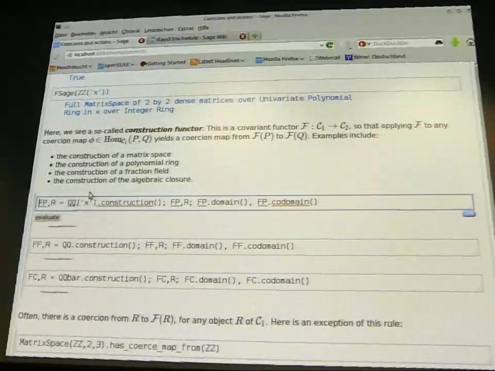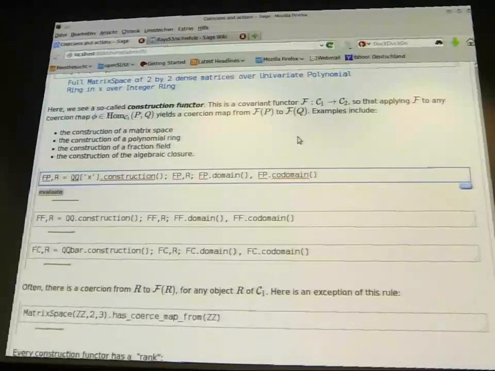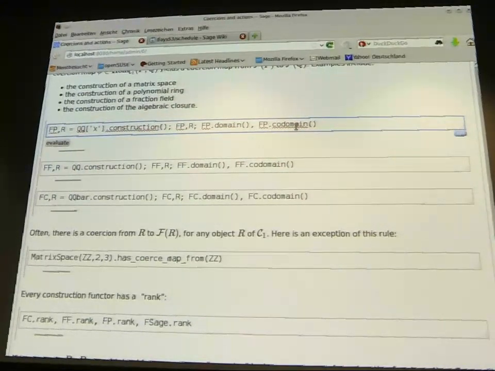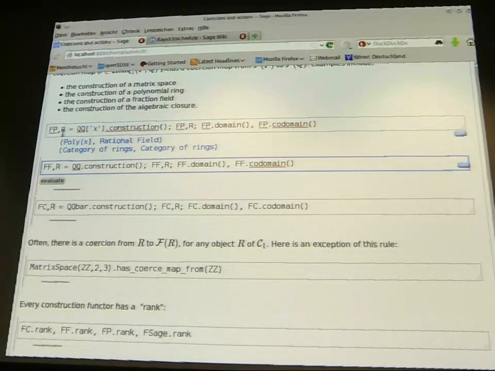And there must be some condition related with the coercion. Namely, if you take any coercion from P to Q and apply the functor, then you should again obtain a coercion from F of P to F of Q. And typical examples in Sage of such construction functors are the construction of a matrix space, we have just seen it, the construction of a polynomial ring, construction of a fraction field, and the construction of the algebraic closure. So, demonstrated, so this is a construction of a polynomial ring.